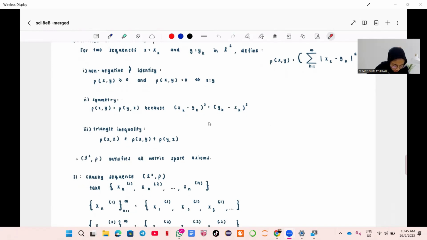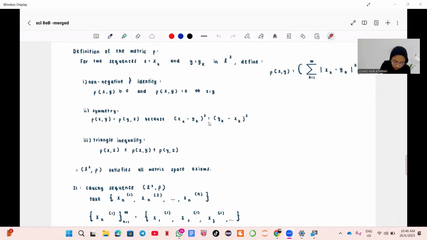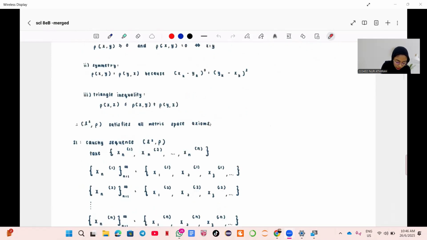So firstly, we have non-negativity. Because it is a square root, rho xy is always greater than or equal to 0. Meanwhile, for identity, rho xy equals 0, and we can also say that x equals y. For the third axiom, which is symmetry, we could say that rho xy equals rho yx because xk minus yk to the power of 2 equals yk minus xk to the power of 2.